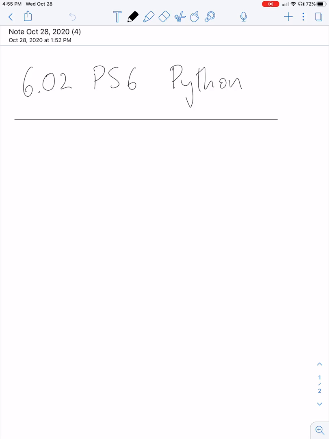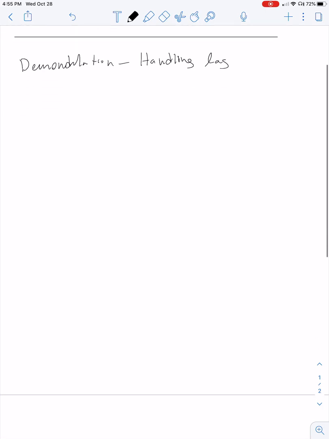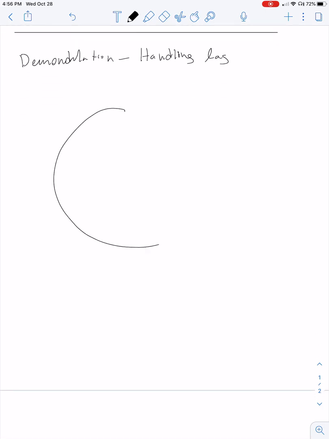So the first thing I'm going to talk about is demodulation, handling lag. And the idea with this problem is we're trying to figure out why our cosine-based or heterodyne demodulator doesn't work for certain kinds of delay lags or phase shifts. So in order to understand that, I'm going to go back to talking about the unit circle.